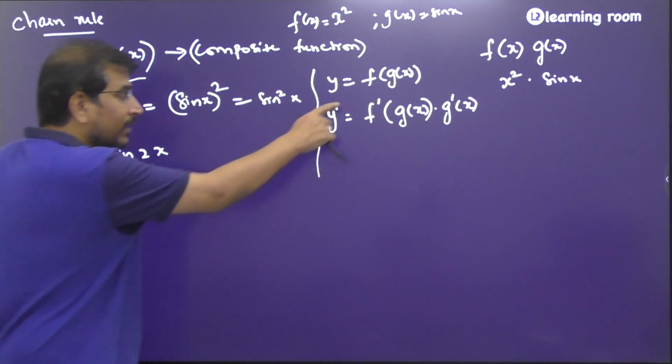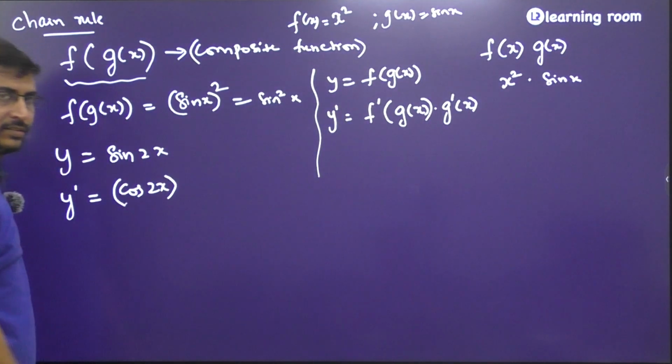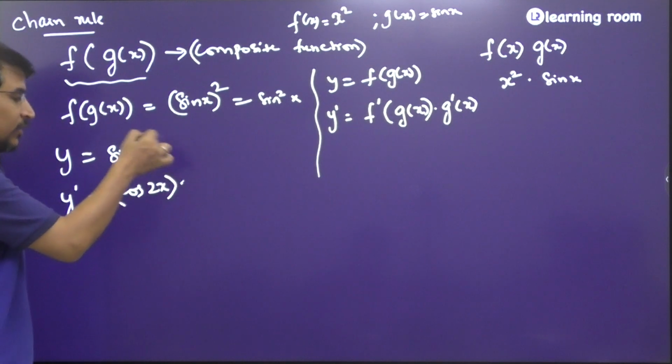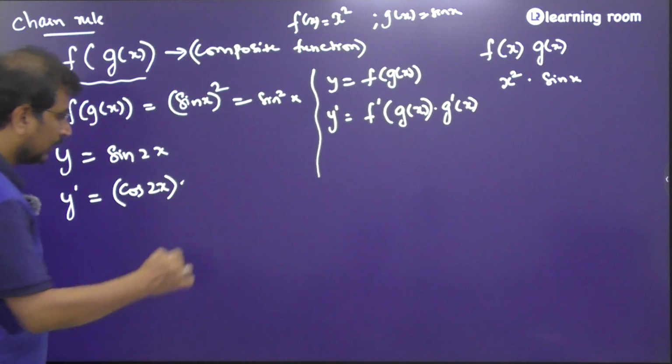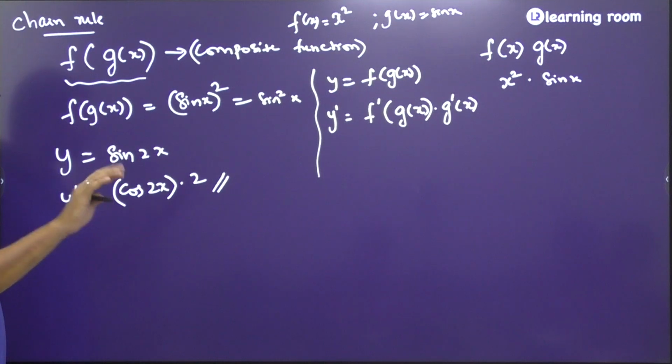You will write the derivative of g of x. You will write it as cos 2x into, you will differentiate this 2x. This is the answer. This is called the chain rule. You will not use it mostly as of now.